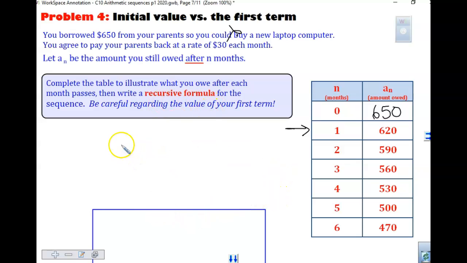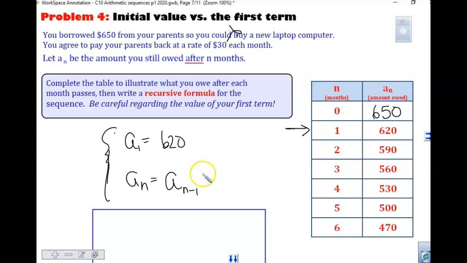If I'm doing the recursive formula, you could put yours in the box. I'm just going to do mine right here because it's easier to put it right next to it. I am going to start with a sub 1 equals what? 620. Don't want to use the 650 that we started with. A sub n is going to equal, careful, a to the previous one, and then what are you doing? Minus 30. For n greater than 1.